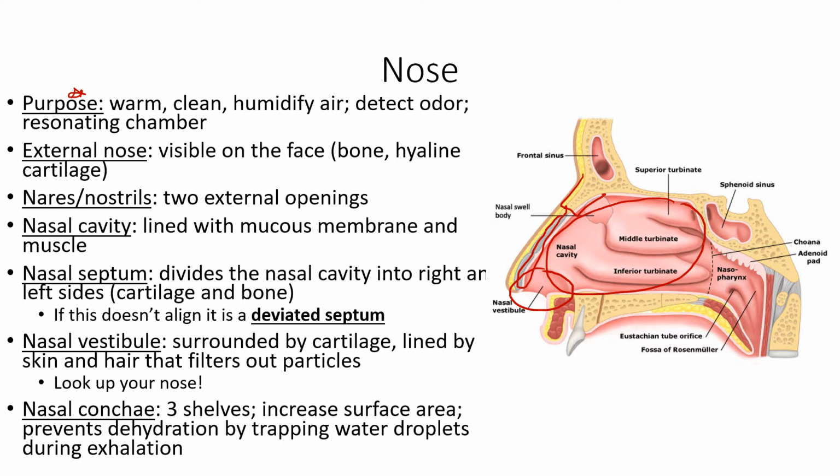Last but not least on this slide, we do see those nasal conchae. Remember, they are those three shelves, the inferior, middle, and superior conchae. They are also known as turbinates. Their purpose is to increase surface area and prevent dehydration by trapping water droplets during exhalation. They serve a very important purpose.